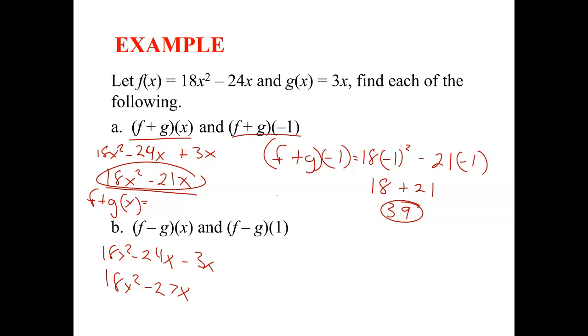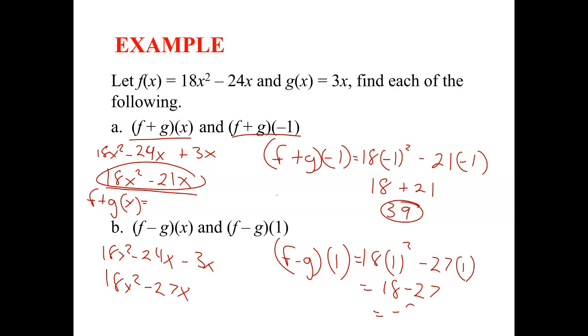And then we want to sub in 1 this time for the solution instead of negative 1. 18 times 1 squared minus 27 times 1. There you go. The f minus g is that combination where we're combining the two functions. We get a new combination here. And then for f minus g of 1, we just plug in 1 for x and then simplify.